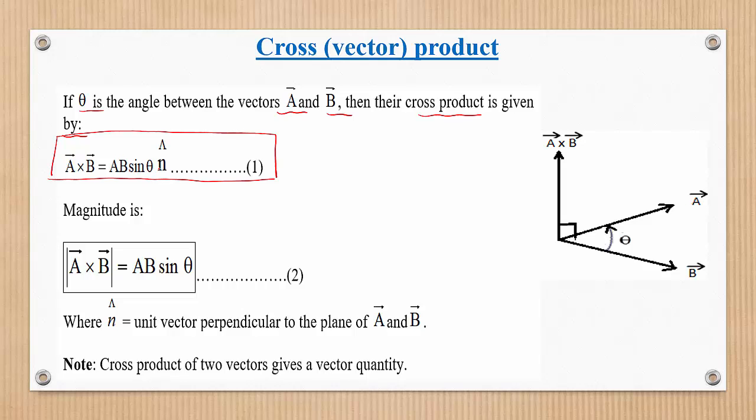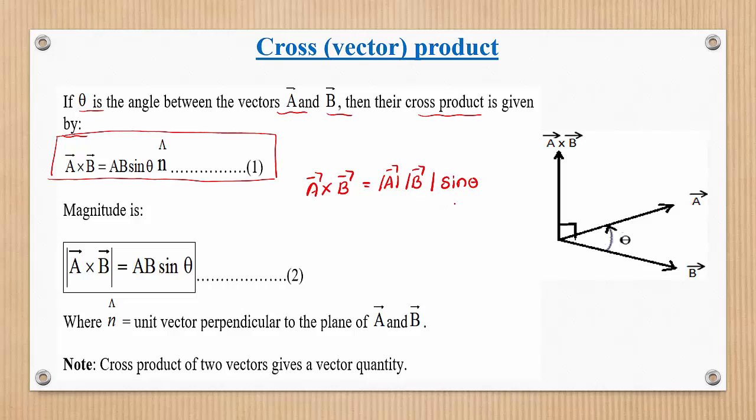There is a new term here. Observe, I am going to consider two vectors. Vector A cross vector B is equal to, according to the definition, a vector which is equal to the product of magnitude of two vectors. Magnitude means mod of vector A, mod of vector B. The product of magnitude of two vectors and sine of angle between them. Angle between them, let us take it as theta.